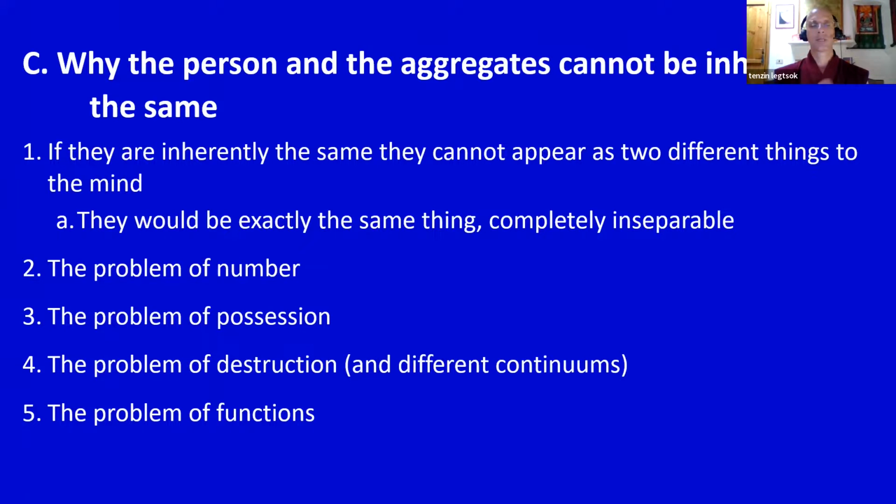right? Then there's a problem: they can't appear as two separate things to the mind. They can't be different in number. One can't possess or be the possession of the other. And if the aggregates are destroyed, the person is destroyed. Another problem is then one can't be something that's imputed upon the other.